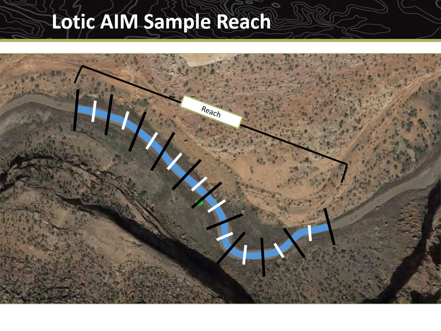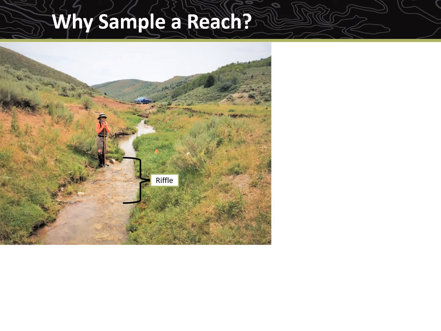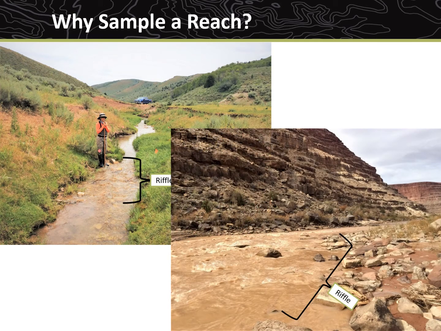A Lotic AIM sample reach is designed to capture the variety of geomorphic complexity that exists within each stream and river system. For example, small streams that have narrow bankfull widths contain in-stream habitat such as pools and riffles, which may alternate over a relatively short distance of 10 meters or less. In large streams with wider bankfull widths, a pool or riffle may extend for tens of meters and alternate at a similar scale.